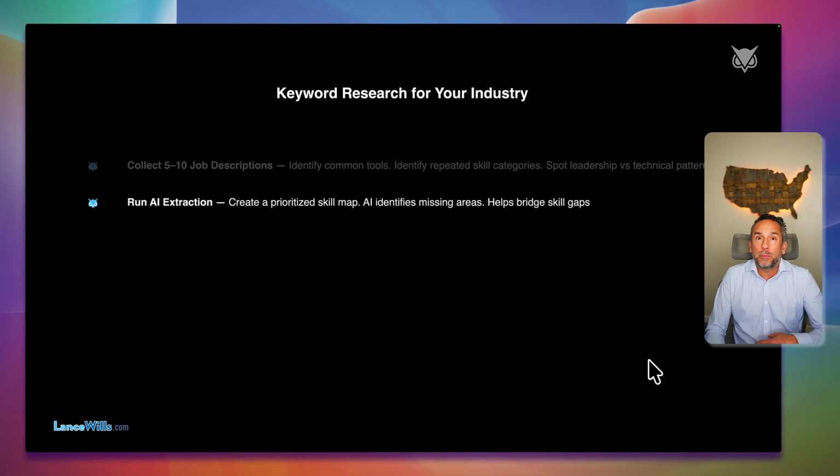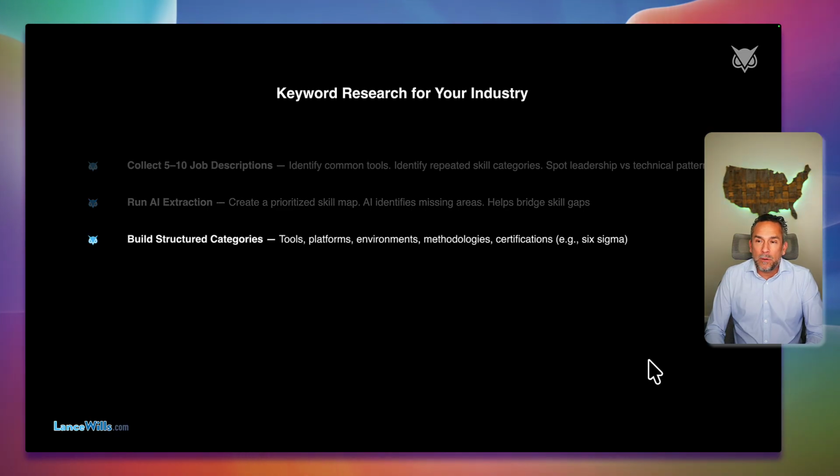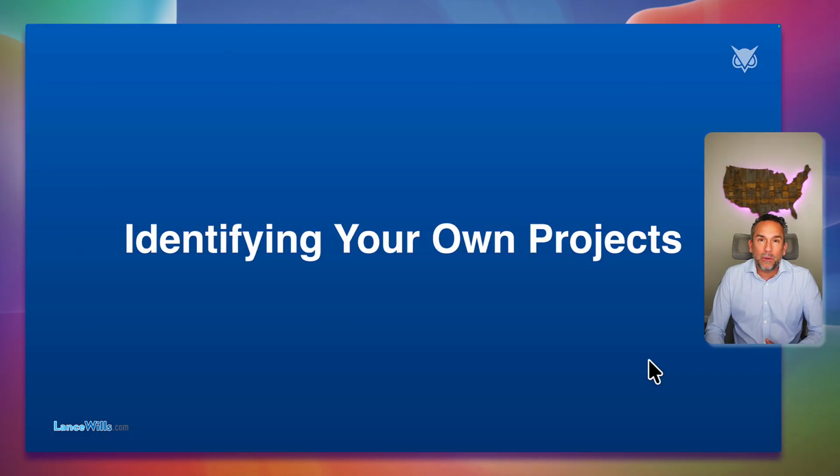So for example, you could put in your current section that you created and put a job description in and say, hey, what gaps am I missing? And it will surface those for you. You could also build structured categories, for example, tools, platforms, environments, methodologies, certifications, for example, Six Sigma. You may not think of these until you actually sit down and put in some pointed effort to explore it a little bit further, and then these things are going to come to mind.